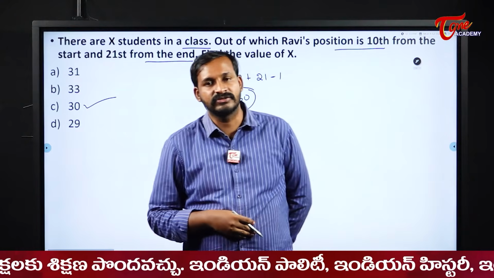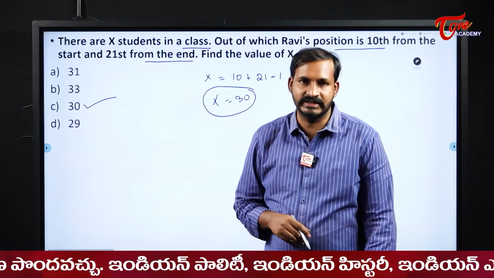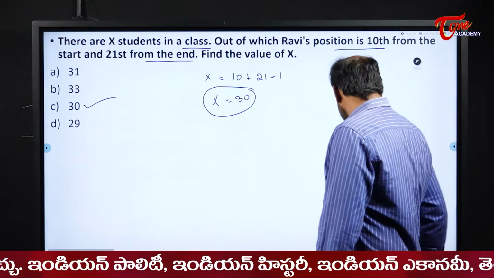So there are total 30 students in that class. That is the value of X for us here. Left plus right minus 1.